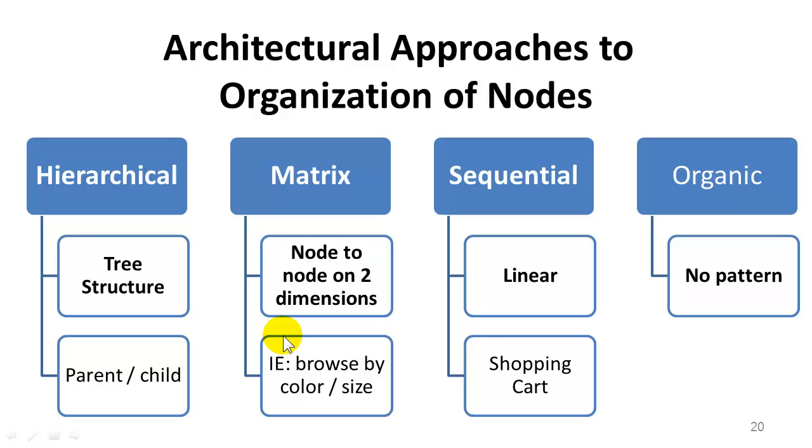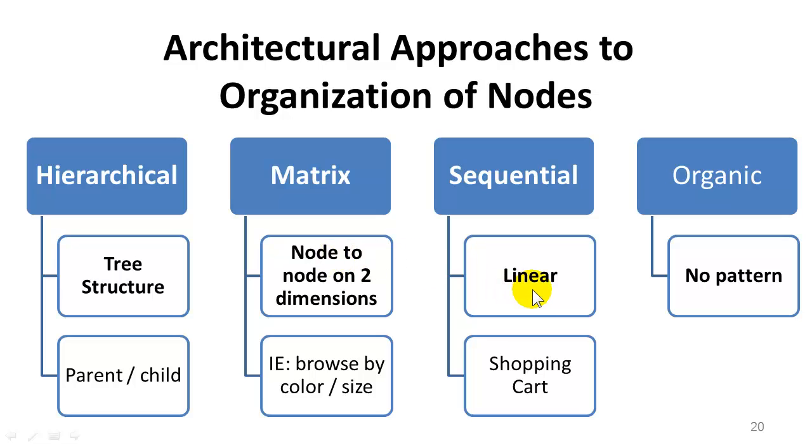You might hear different types of architectural approaches to organizing the content, otherwise referred to as nodes. The hierarchical, top-down, tree structure, parent-child relationship is the most common, especially for websites. We also have what is called a matrix where we can look at something on a couple dimensions. For example, in our drop-down list, we can browse for a product by color and size.